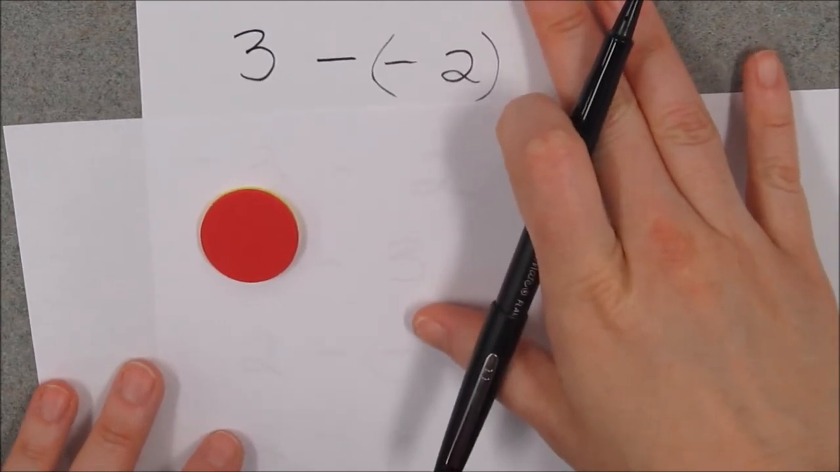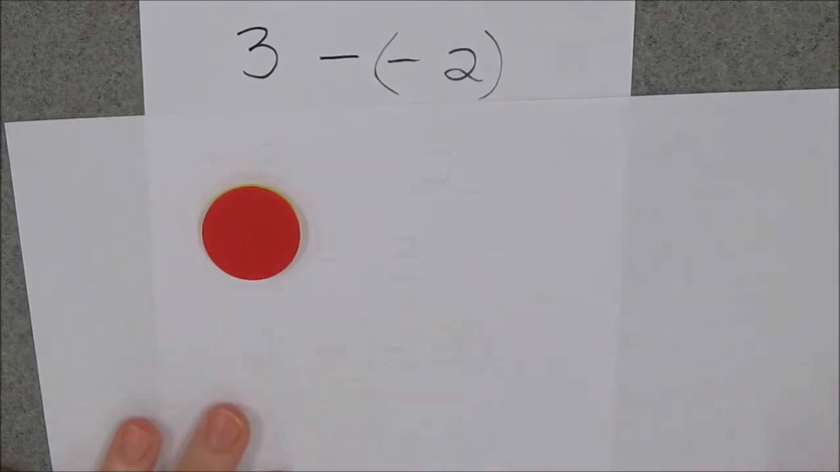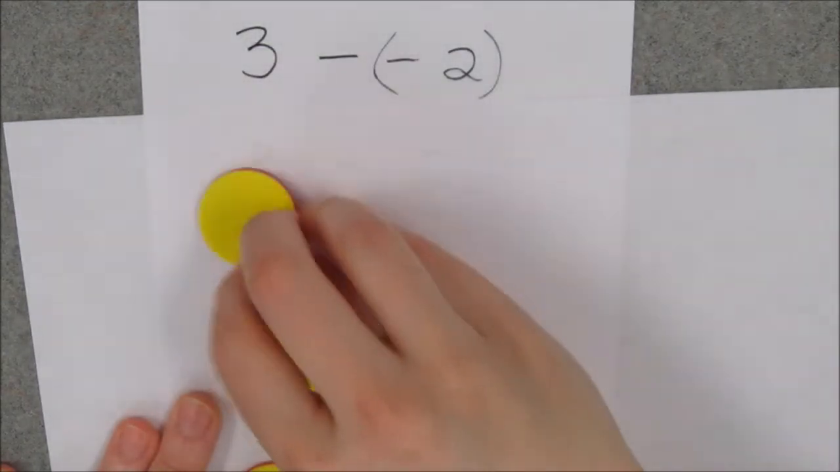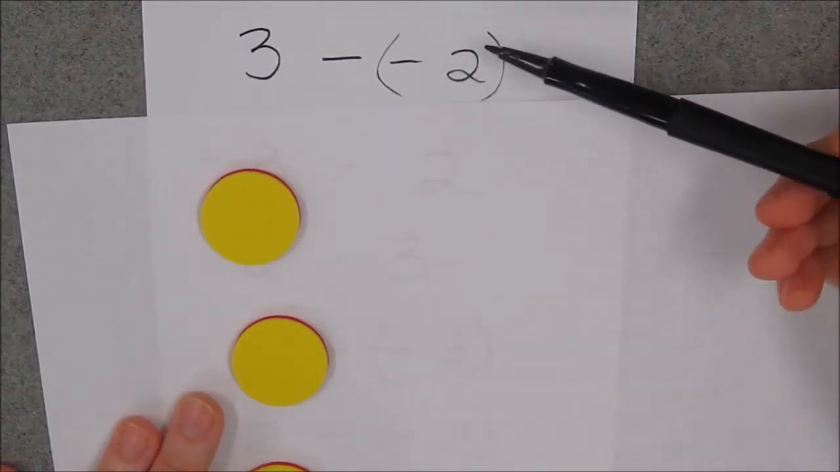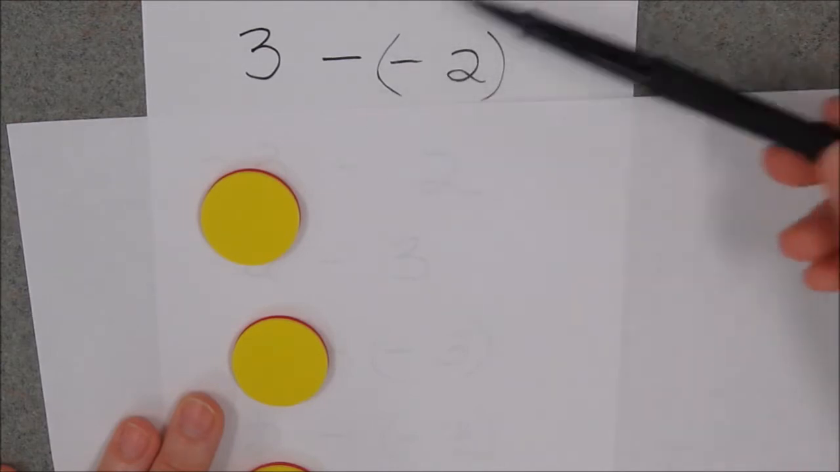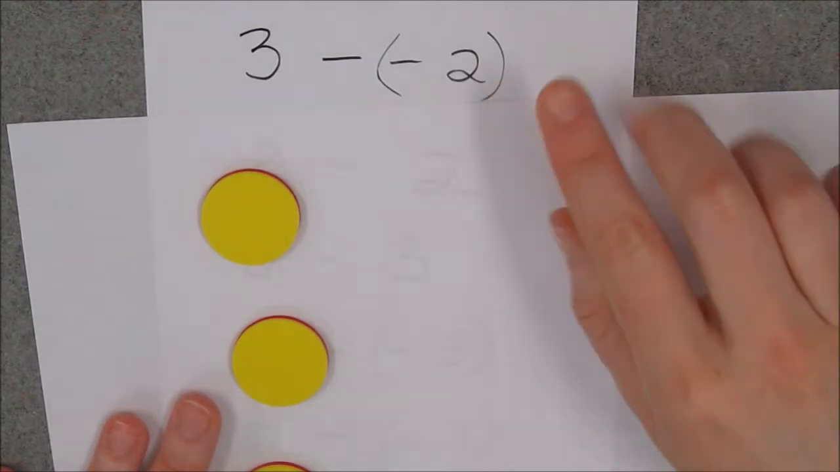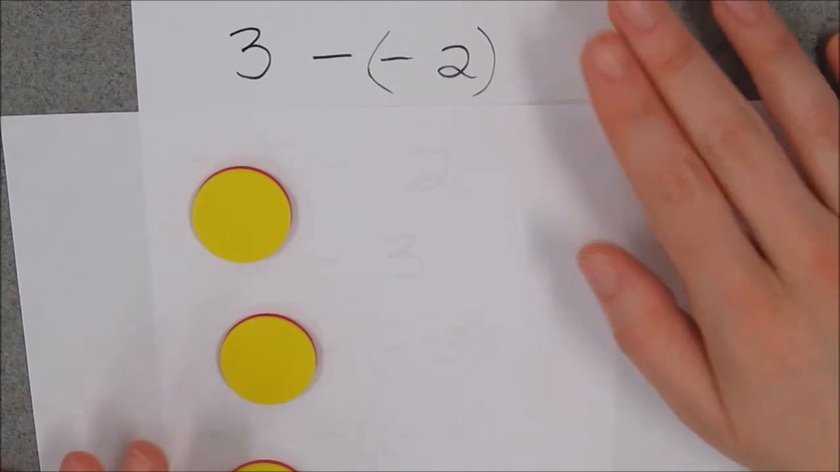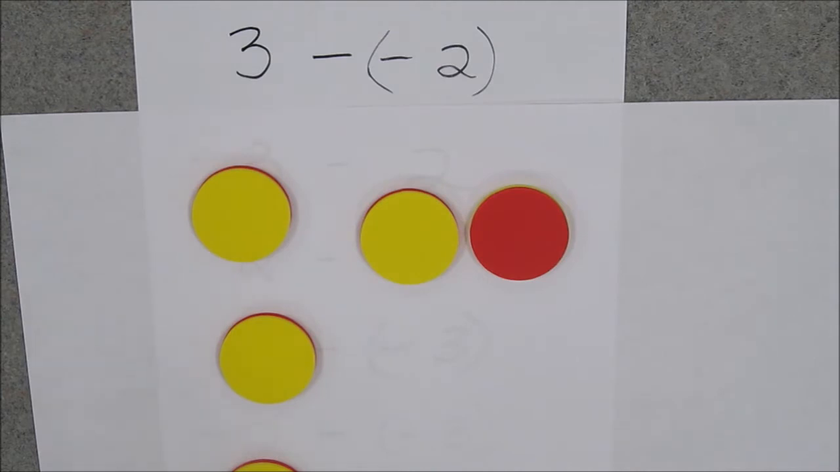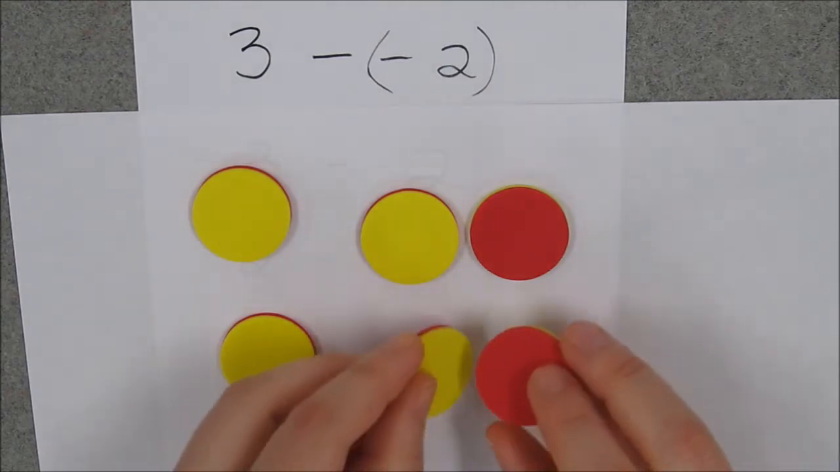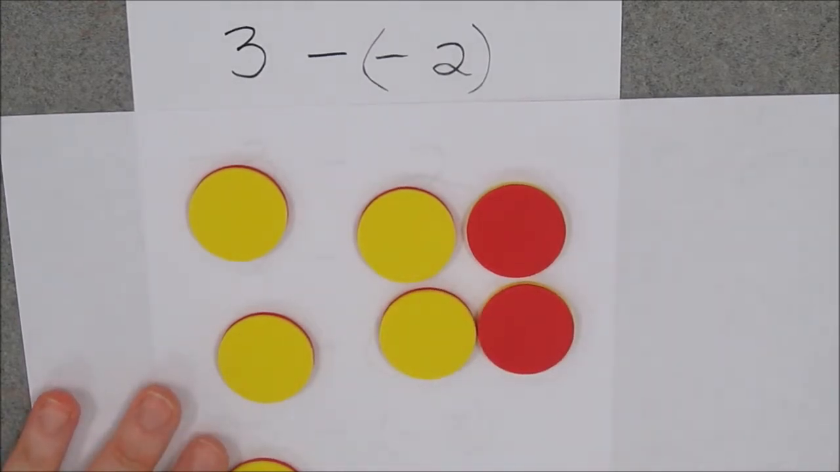Let's look at our next problem. So I have positive 3, and I need to take away -2 counters. Well, there aren't 2 negative counters for me to take away. So I need to add 0 pairs until I get to 2 negative counters. So here's 1 0 pair. That gives me 1 negative counter. And here are 2 0 pairs. I now have 2 negative counters that I can take away.